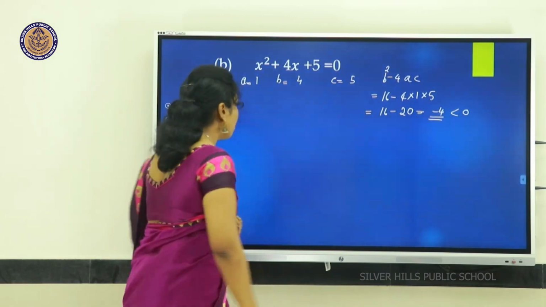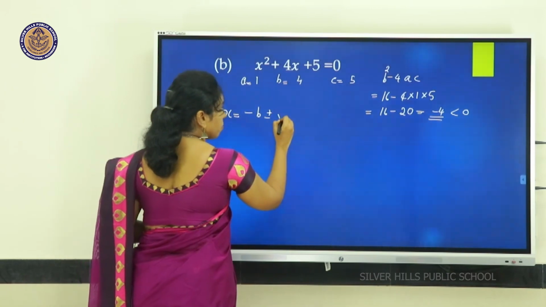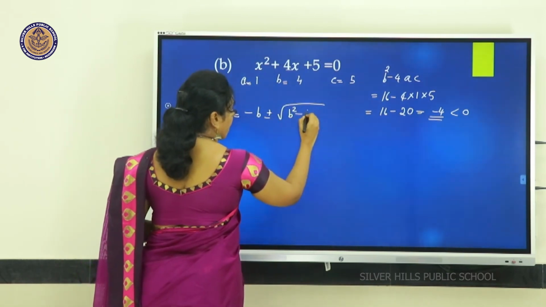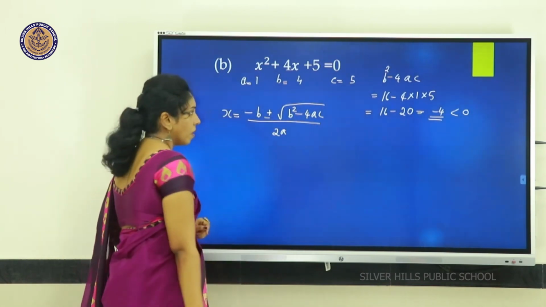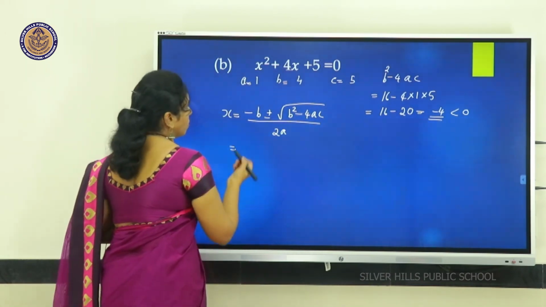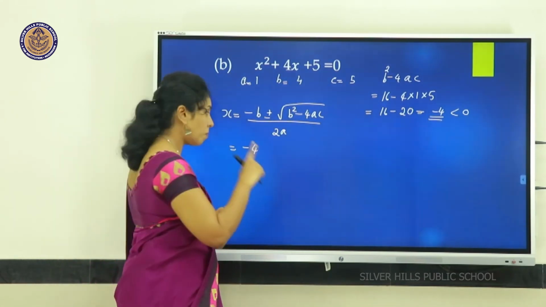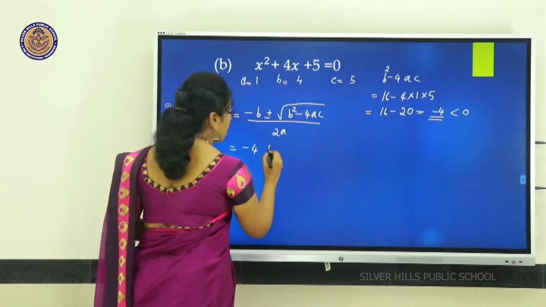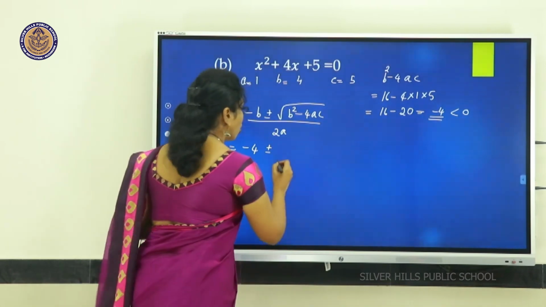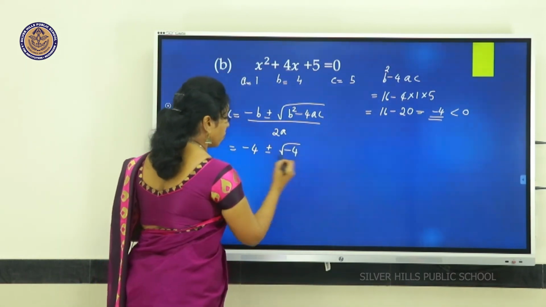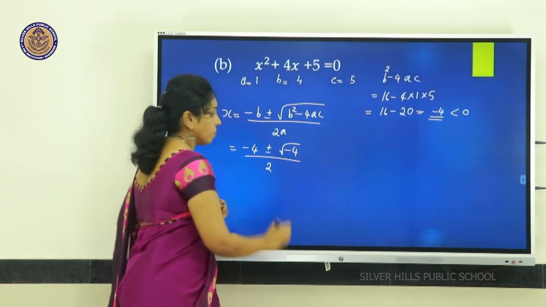So children, what was our formula? Formula was x is equal to minus b plus or minus root of b square minus 4ac by 2a. Now just substitute. So this is equal to, where's minus b? It's minus 4. Because b is 4, so minus of b is minus 4. Plus or minus, here comes a problem. Plus or minus root of minus 4 by 2 into a, that is 2.